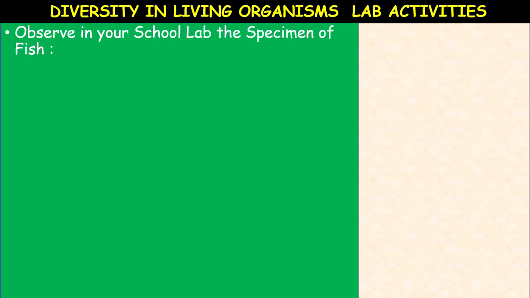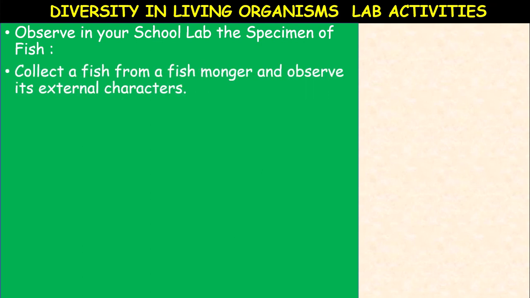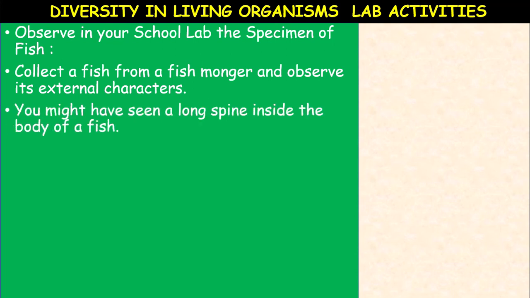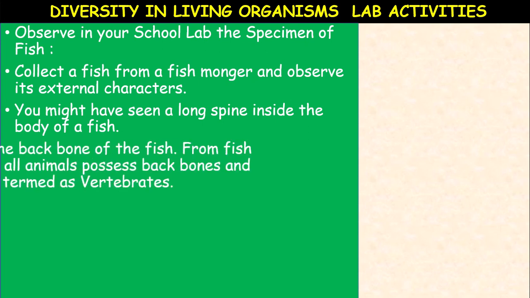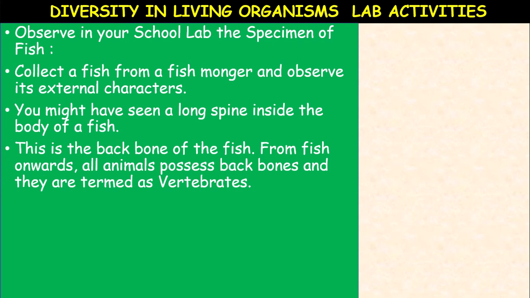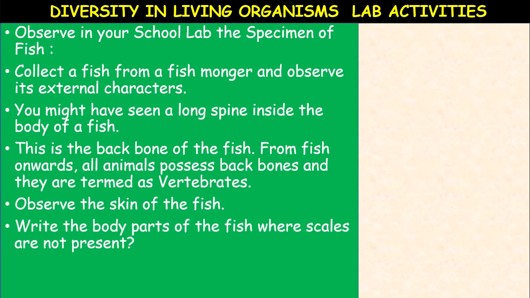Observe the specimen of fish. You collect fish from a fishmonger and observe its external characters. You might have seen a long spine inside the body of the fish. This is the backbone of the fish. From fish onwards, all animals possess backbones and they are termed as vertebrates. Okay, observe the skin of the fish. The skin is covered by means of scales. Write about the parts of the fish where scales are not present.